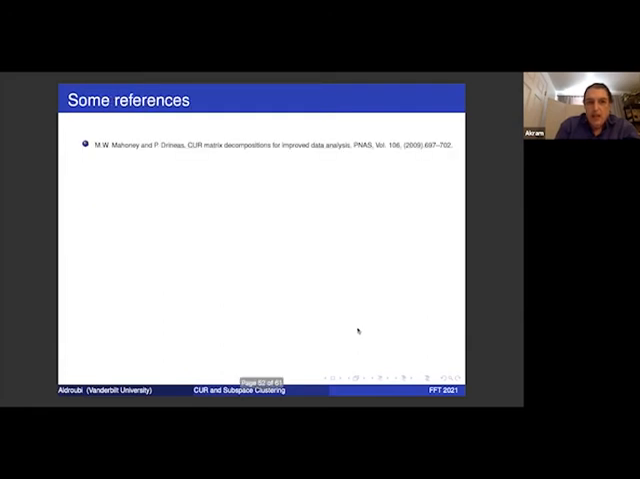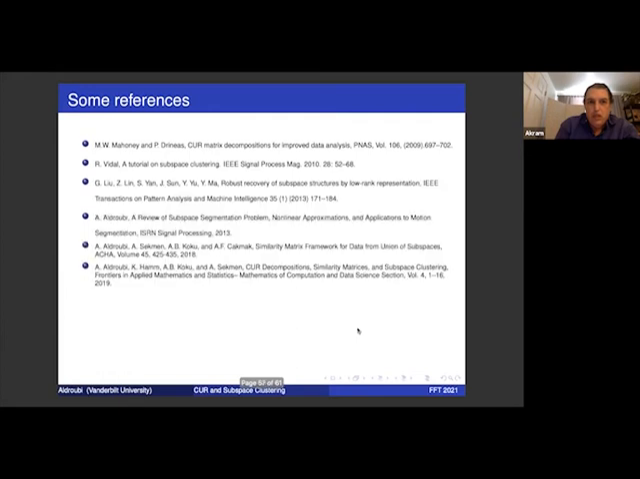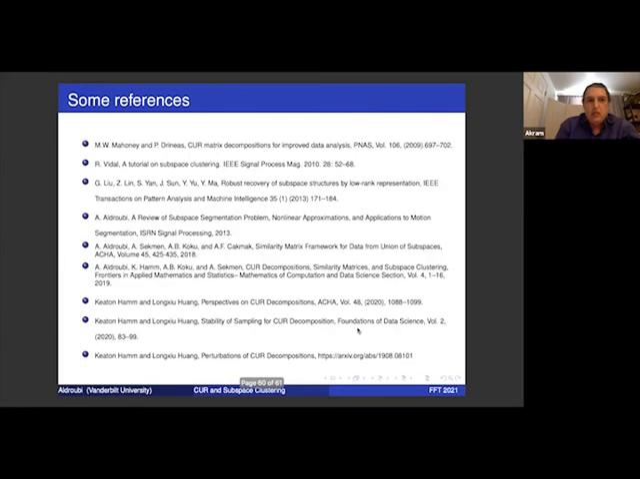I just want to give you some references if you're interested. There is a paper by Mahoney and Drineas in PNAS that talks about this, for very large matrices that you cannot really read in memory. I think that's the point of view there, and how you pick, in a probabilistic way, the rows and columns in such a way that you have a reasonable matrix.